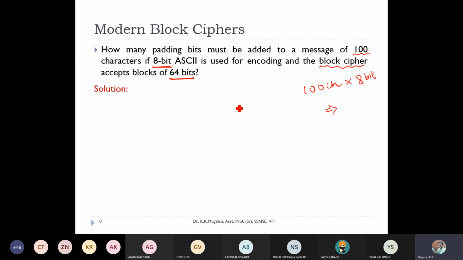Can anyone tell? What is the size of the message? Hello, am I audible?